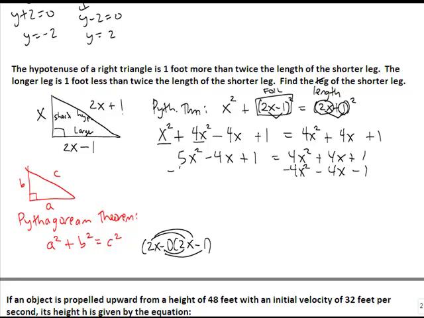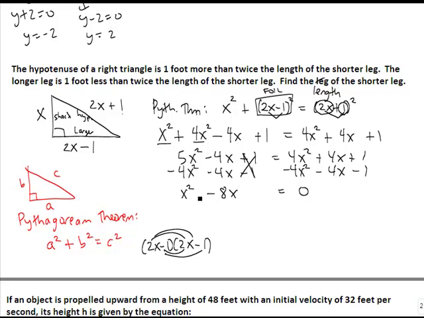And that way I'll get a nice positive leading term, and my 0 will be on the right side. So 5x squared minus 4x squared is x squared. Negative 4x minus 4x is negative 8x. And plus 1 and minus 1, those cancel each other out. So we end up with x squared minus 8x equals 0.